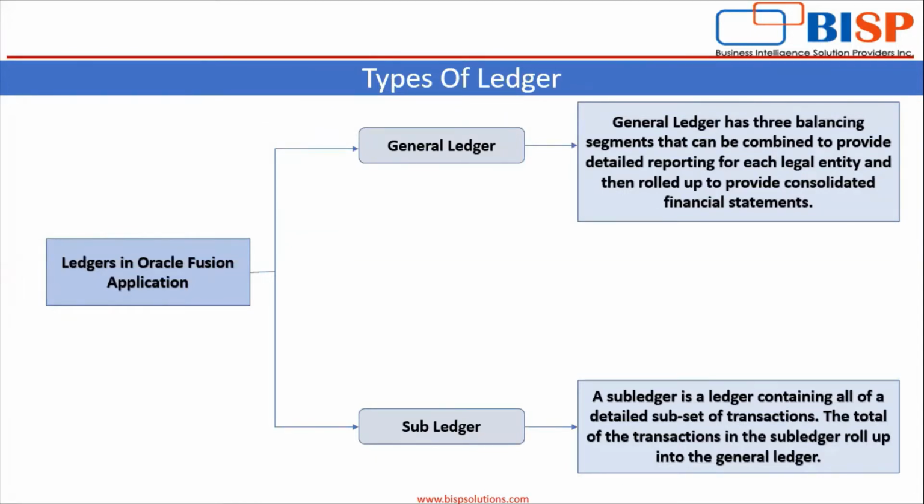General ledger. General ledger has three balancing segments that can be combined to provide detailed reporting for each legal entity and then rolled up to provide consolidated financial statements.